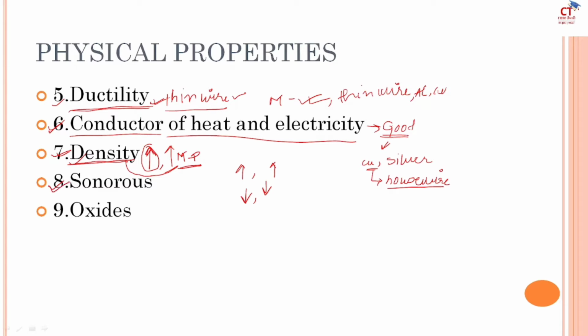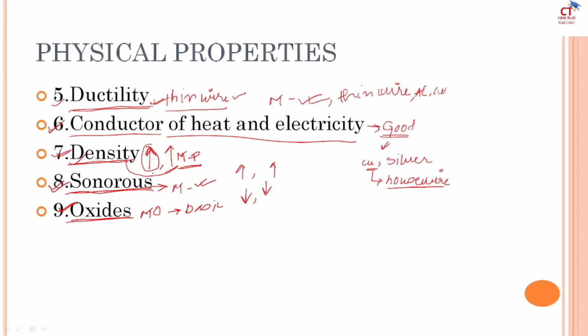The eighth one is sonorous. What do you mean by sonorous? That is the ability to produce sound. This means whether an element when beaten with a hard substance produces sound or not. In case of metals, yes, they are sonorous. And the ninth one is oxides. We have already studied about metallic oxides in chapter 2, and we know metallic oxides are basically basic in nature.